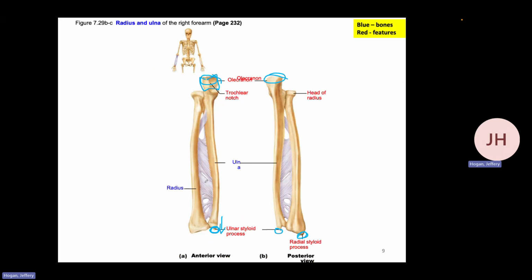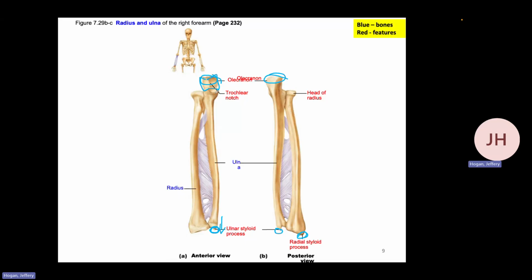We have an, let's see, what would we call this? An interosseous membrane here connecting these two bones together, functioning like ligaments, binding these two bones together. And then we have the head of the radius.